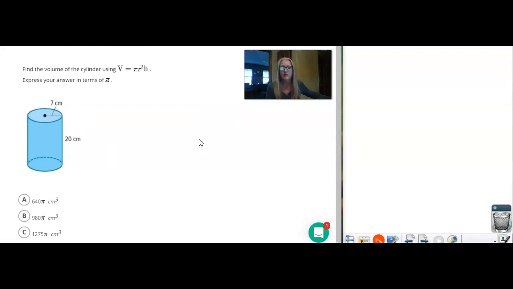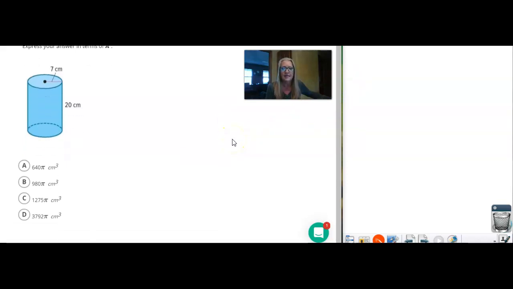Find the volume of the cylinder using the formula. Express your answer in terms of pi. That's a little bit different direction, all right? When they say express your answer in terms of pi, what that means is they want pi in the answer. Look at our answers down here. They all have pi. So we won't use 3.14. We're just going to let pi go along for the ride this time, okay?